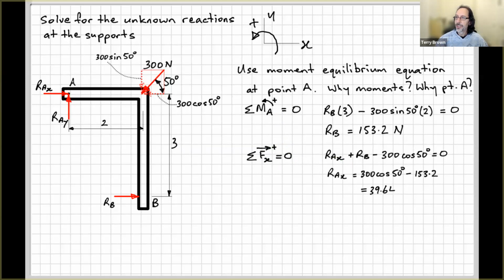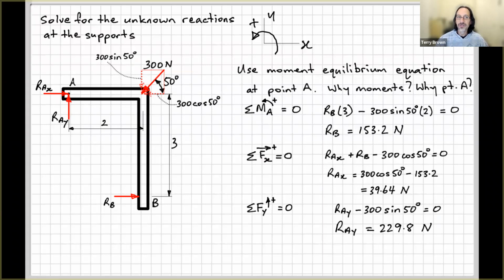So rearranging the equation, we can substitute RB from here into this equation and solve for our unknown force RAX. Okay, so next one, sum of the forces in the vertical direction equals 0. Go through this pretty quick. RAY in the positive direction minus the vertical component of the 300 Newton force, 300 sine 50, negative, all equal to 0. Rearrange that and solve for RAY, and we get 230 newtons.